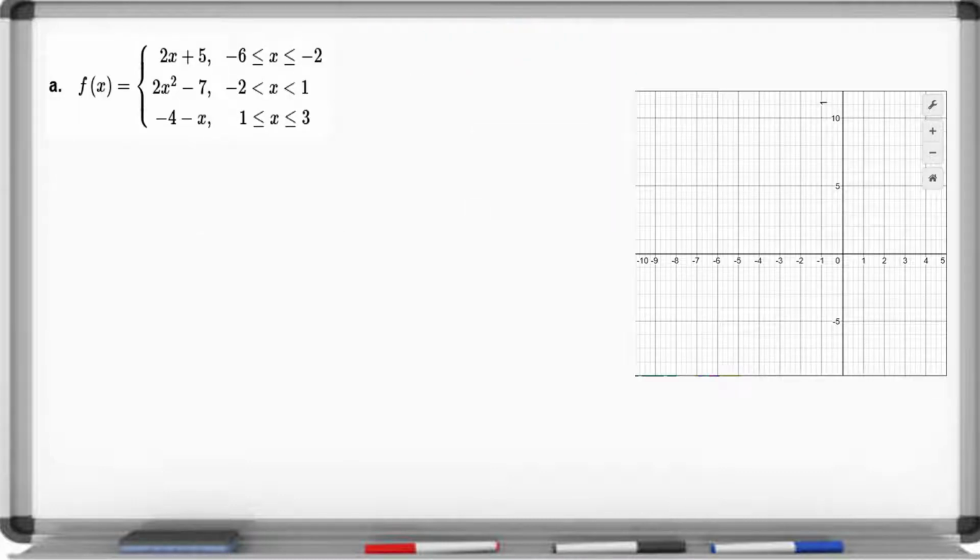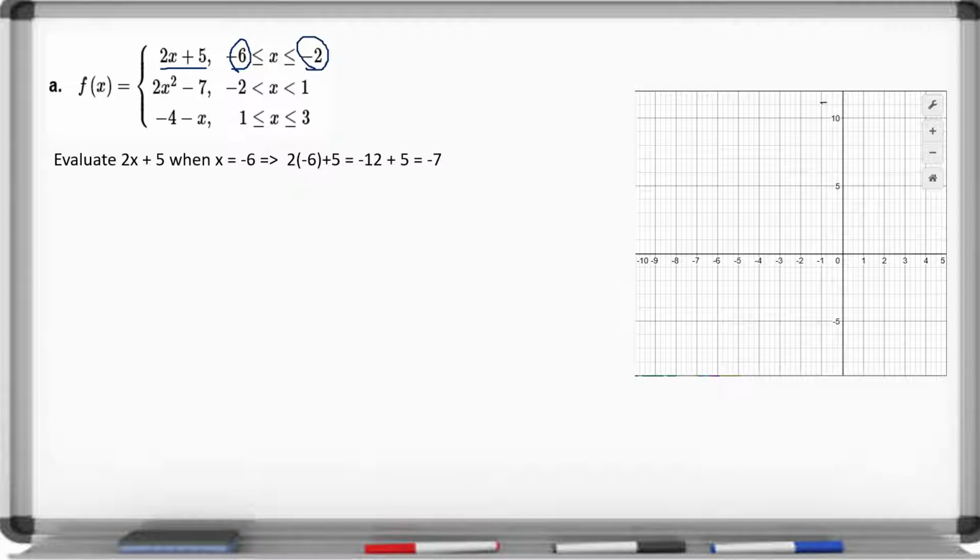All right, so we're gonna go ahead and do the first problem. Looking at the first part, we want to remember that we want to evaluate each of the functions individually. So let's look at the first function, 2x plus 5 first. Evaluate it when x is negative 6, as well as when x is negative 2.